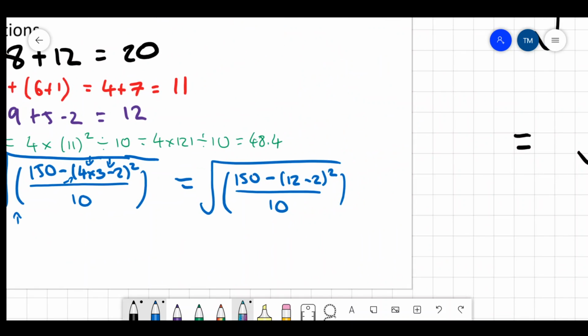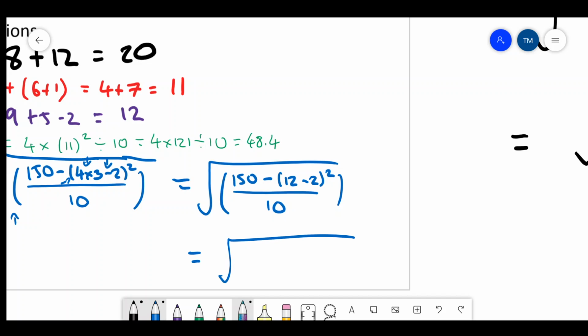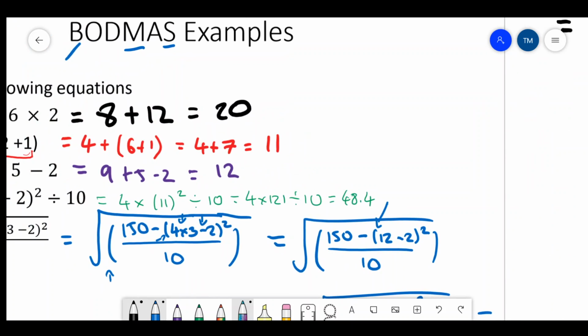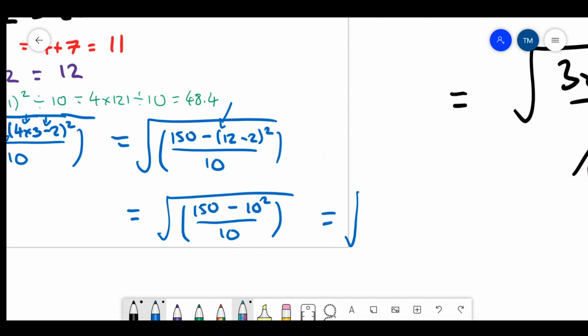Then we move on to our next step. So our next step is to say, well, that's equal to the square root of, now we still have a bracket here, we've not yet finished it. We do 150 minus 10 squared divided by 10 because we've got 12 minus 2, which is equal to 10. Close bracket. And then we do our next step. So if we look again at BODMAS, we've done the bracket, we now go on to the order. So we look at the power. So here, the square root of bracket 150, if you put 10 squared into your calculator, or maybe you knew this already, it's going to equal 100.